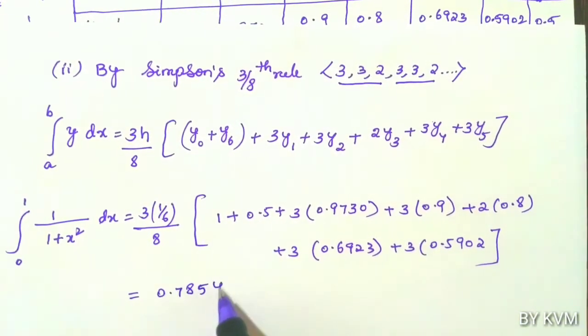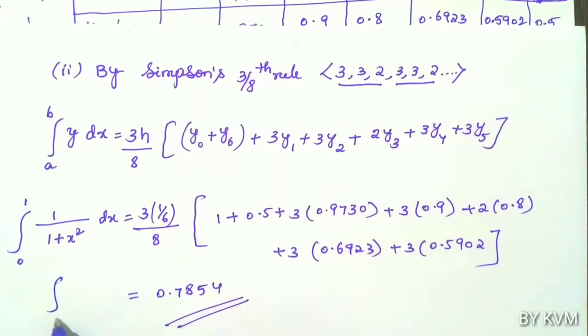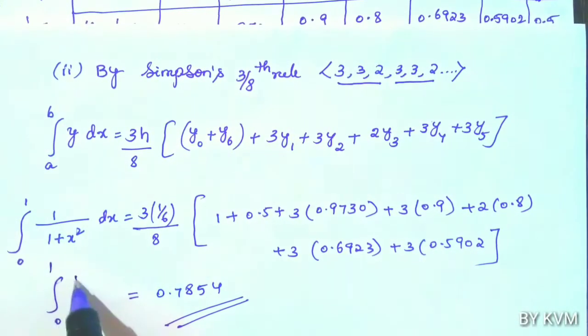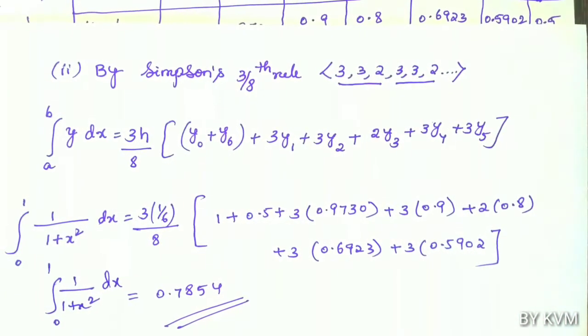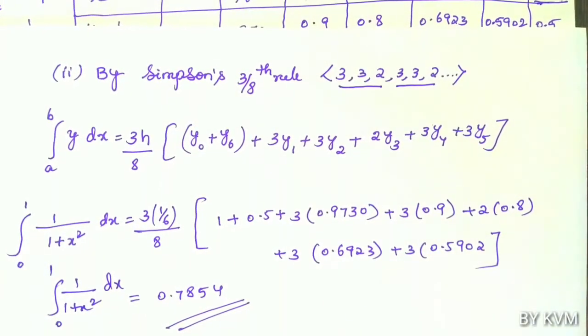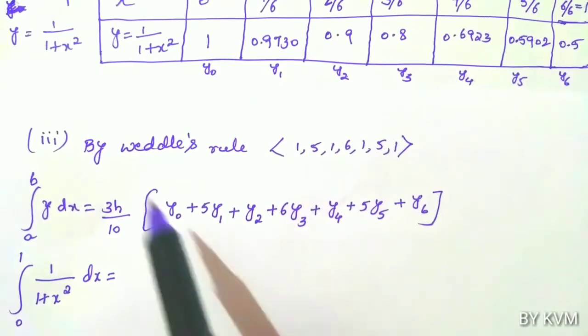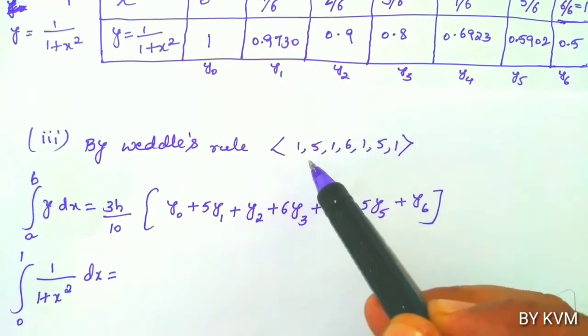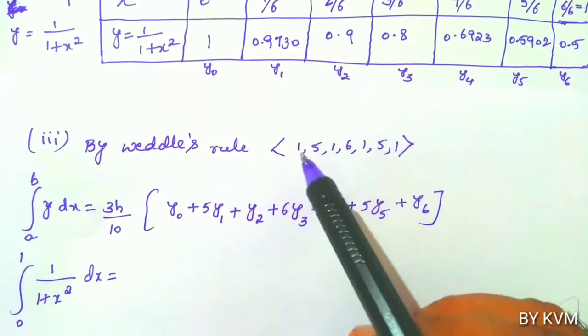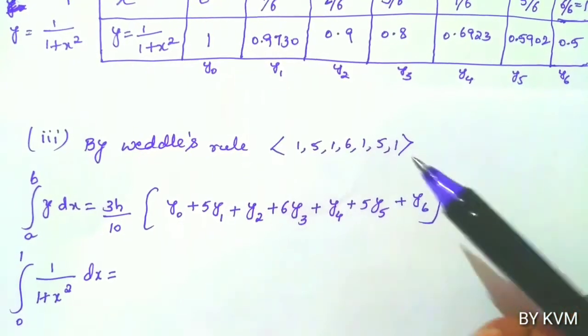0.7854. So the value of the definite integral from 0 to 1 of 1 by 1 plus x square dx by Simpson's 3/8 rule is 0.7854. The third rule is Weddle's rule. So you have to remember this order in Weddle's rule for 7 points: 1, 5, 1, 6, 1, 5, 1.